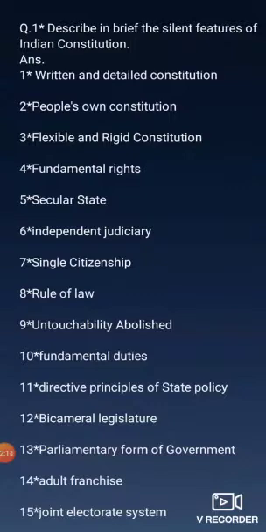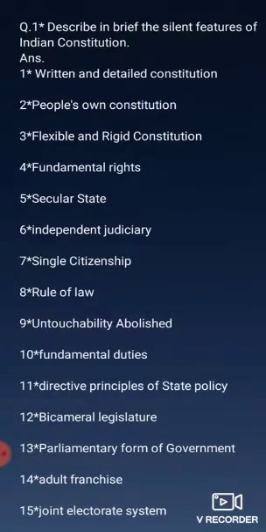Come to the second feature, people's own Constitution. It means the Indian Constitution has been framed by the Constituent Assembly formed by the people of India. The Constitution has not been imposed upon us. It originates from the people of India and is promulgated in the name of the people.